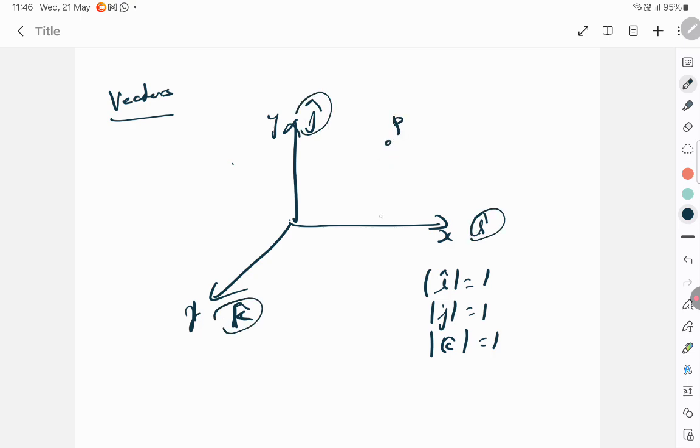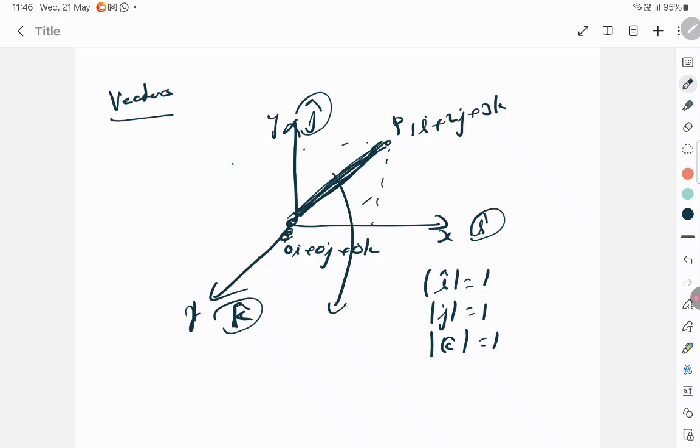Supposing there's a position vector P, which is 1 from the x-axis, 2 from the y-axis, and 3 from the z-axis, which are the Cartesian coordinates. You don't write it as 1 comma 2 comma 3, you write it as 1i plus 2j plus 3k. The origin is 0i plus 0j plus 0k. And join these two vectors, you get this.